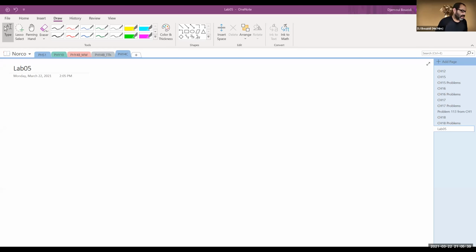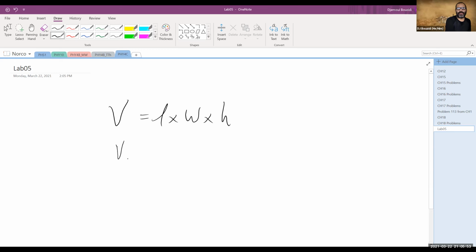Okay, so let's talk about that point for a moment. Doesn't matter which shape you have, if it's a cubical shape, whatever, the volume is length times width times height. If it's a sphere, for example, it's going to be 4/3 of pi r cubed. In either case, the volume will change by the following.